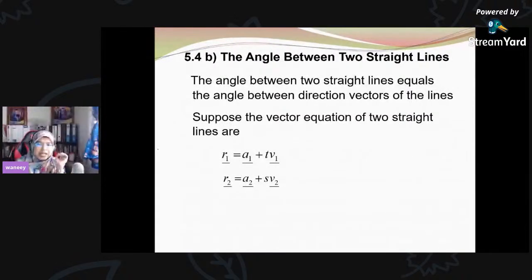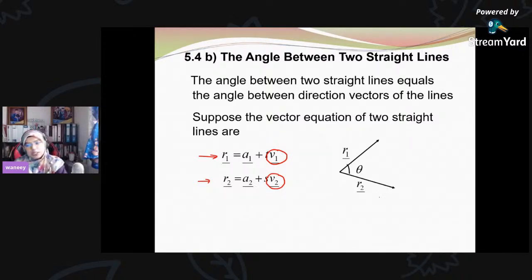Okay, suppose that the vector equations of the two straight lines are as follows. The first one, r1 is equal to a1 plus dV1. r2 is equal to a2 plus sV2. So s is a new parameter. Previously the first parameter was t, so now I'm using s. Now we need to take out the direction vectors. From the formula r equals a plus dV, V is the direction vector. So from r1, the direction vector is V1, and from r2, the direction vector is V2.